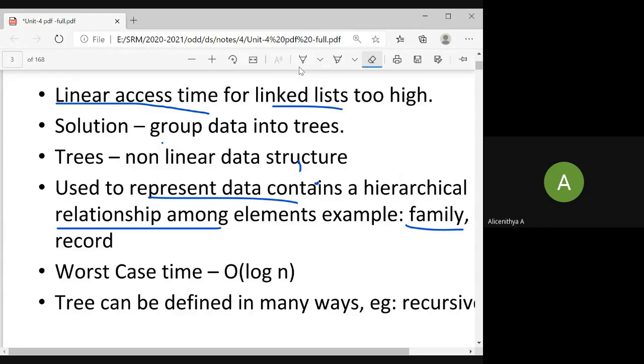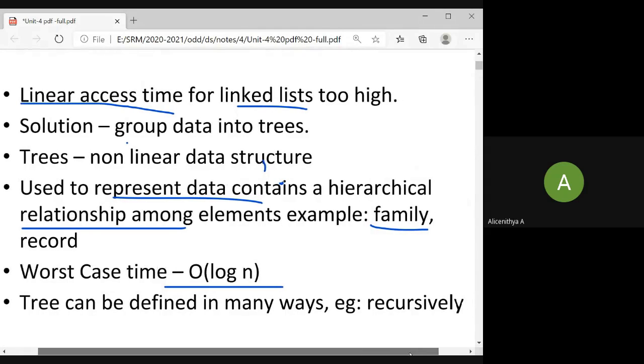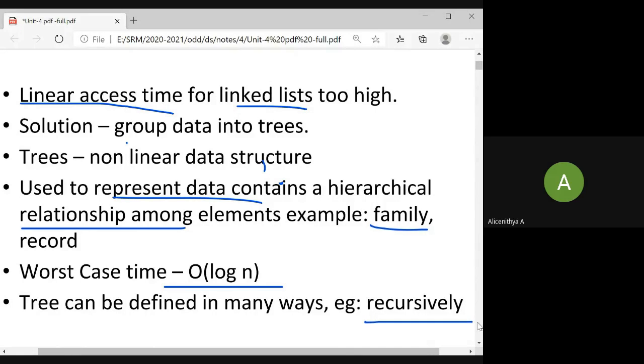One of the major advantages is that the worst case time will be order of log n instead of order of n. Your tree can be implemented in several ways, with the help of a linked list or with the help of an array, either in a recursive fashion or in an iterative fashion. So I can use both recursive and iterative fashion.